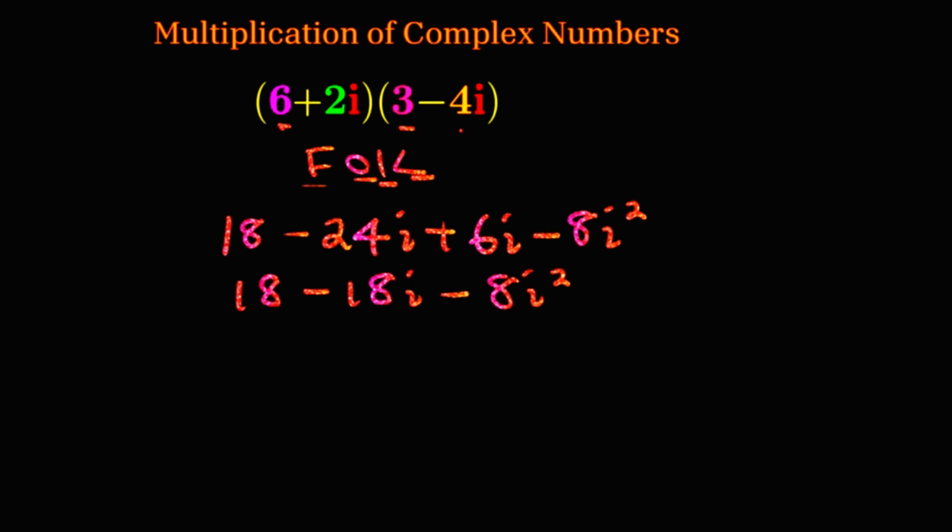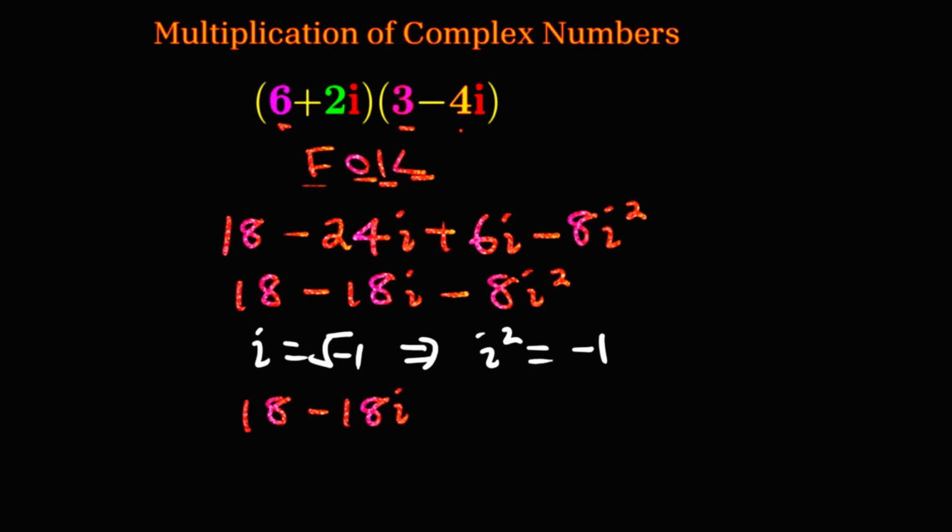But remember from complex numbers that since i is equal to the root of negative 1, then it means that i squared is the same as minus 1. So wherever there is i squared, we just put minus 1. So we have 18 minus 18i minus 8 into i squared, which is just minus 1. So this is the same as 18 minus 18i plus 8.